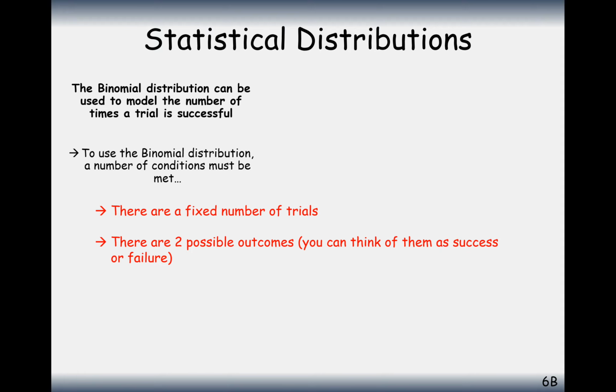Okay, so let's have a look at the ground rules for a binomial distribution now. So the binomial distribution has a number of conditions that must be met. There must be a fixed number of trials. We must be able to say that we're going to perform this experiment 12 times, or we're going to perform it 5 times. An example where we can't use a binomial distribution is, for example, the driving test.